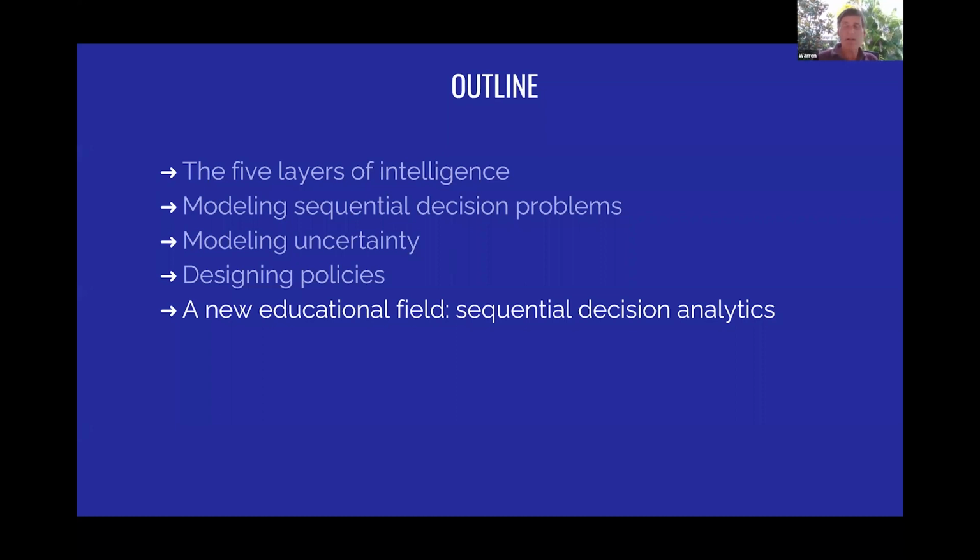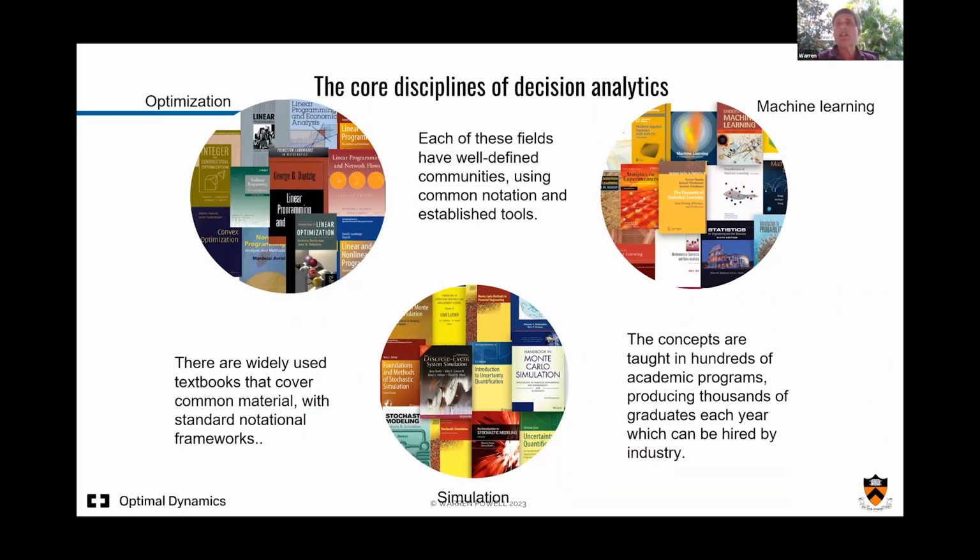So I'm going to close out with my favorite pitch. I think we need a new educational field that I like to call sequential decision analytics. Now, this stands on three foundations: optimization, the field of math programming; machine learning, all over the place today; and simulation. If you're going to do anything with stochastic decisions, you're going to be doing something with simulation.